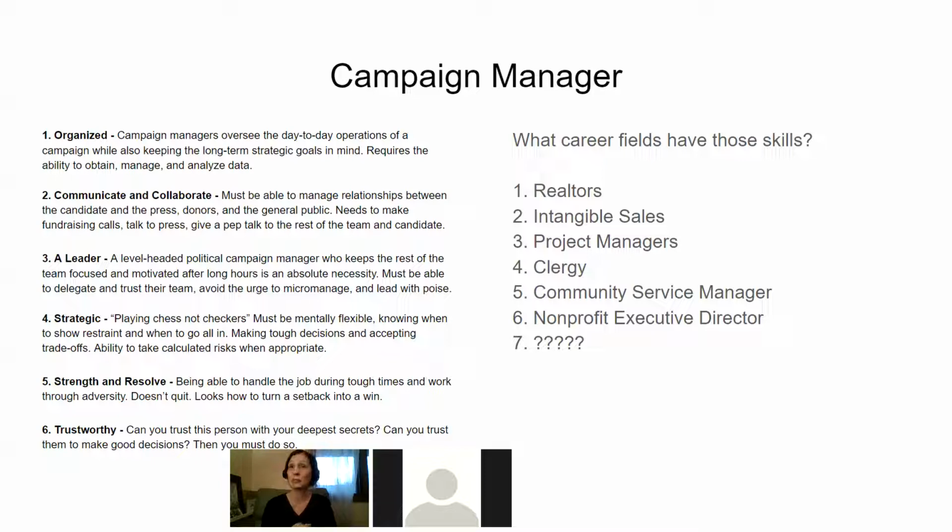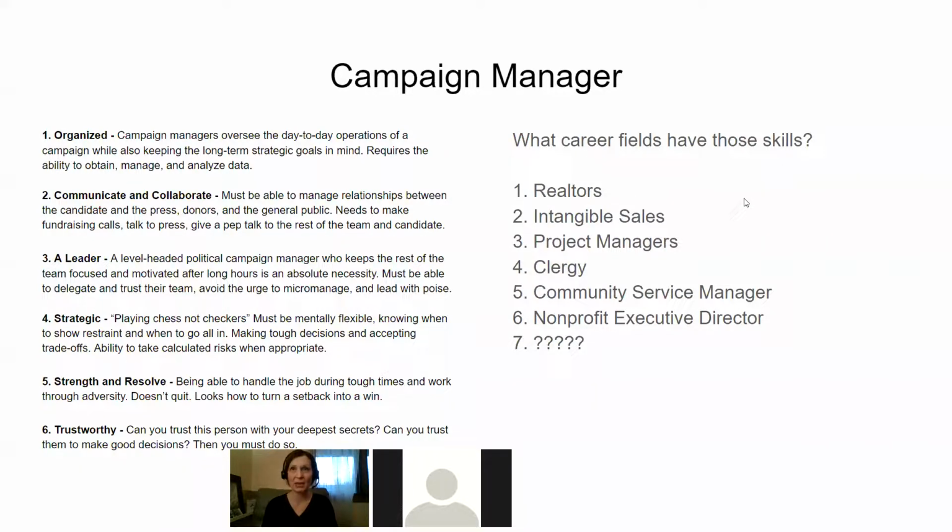Project managers, people that can see something from one end clear to the other, view all the complexities of it, make sure everyone on their team is doing the right thing at the right time. Clergy members. What clergy members have to do to manage their church or synagogue or mosque or whatever religious organization they are managing takes every one of those skills, and they are excellent people managers.